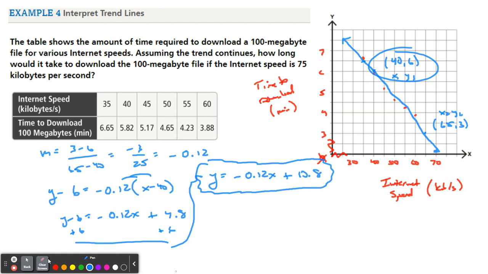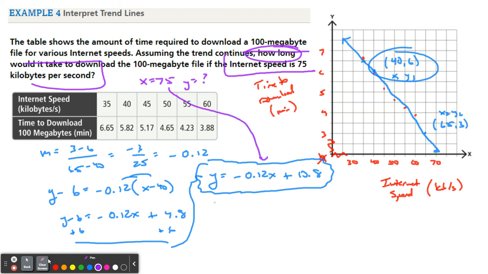And now this second part, I'm going to use purple. Feel like in a purple mood. So it says, how long would it take to download a 100 megabit file if the speed is 75 kilobytes per second. What they're saying is that x is 75, what is y? So we're going to take this 75 and put it right in place of x right there. Y equals negative 0.12 times 75 plus 10.8.